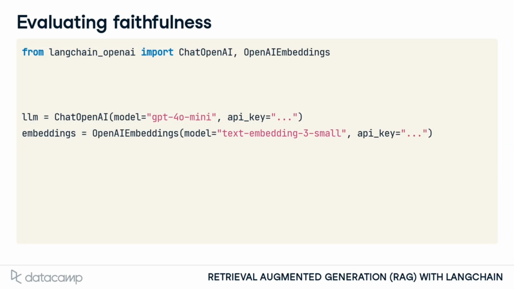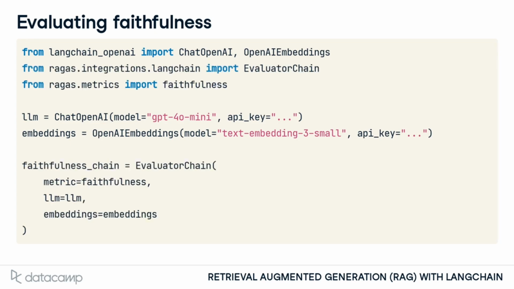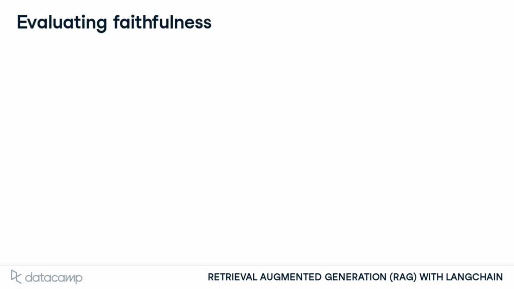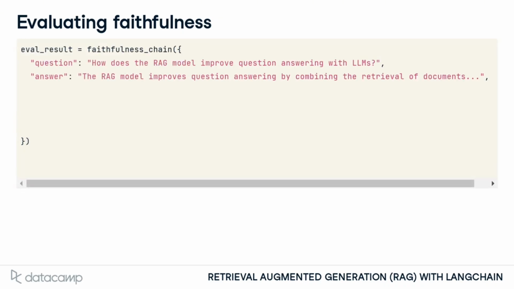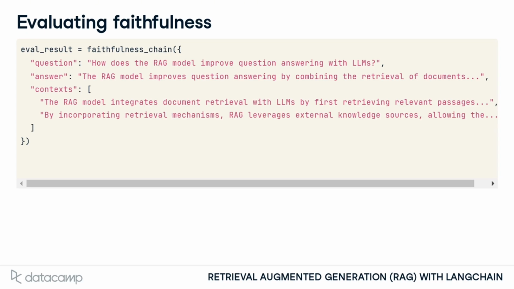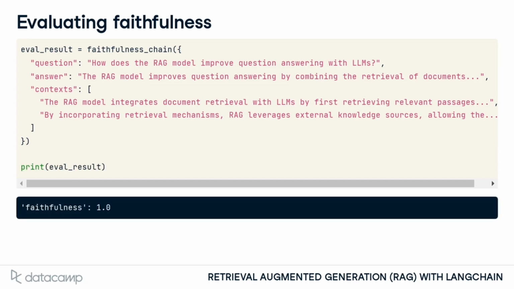RAGAS integrates nicely with LangChain, and the first step involves defining the models for the evaluator to use, one for generation and another for embeddings. Next, we define an evaluation chain, passing it the faithfulness metric from RAGAS and the two models we defined. To evaluate a model's response, we instantiate the chain, passing it a dictionary with question, answer, and context keys. Question is the query sent to the RAG application. Answer is the response, and context are the document chunks available to the model. A perfect faithfulness score of 1 indicates that the model's response could be fully inferred from the context provided.